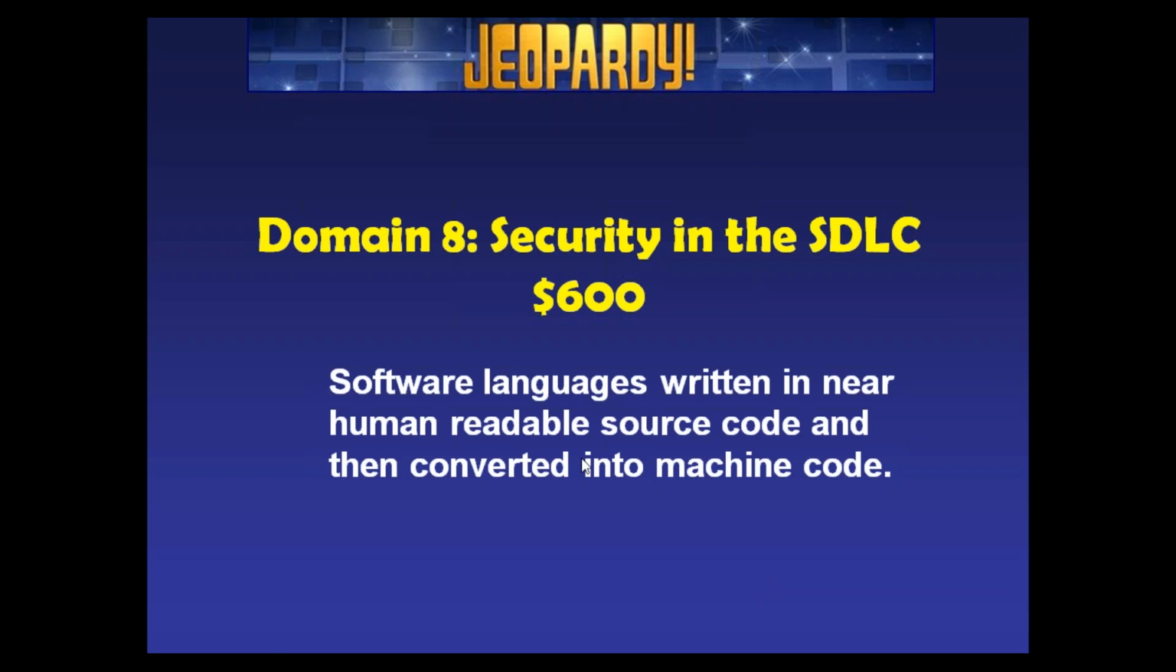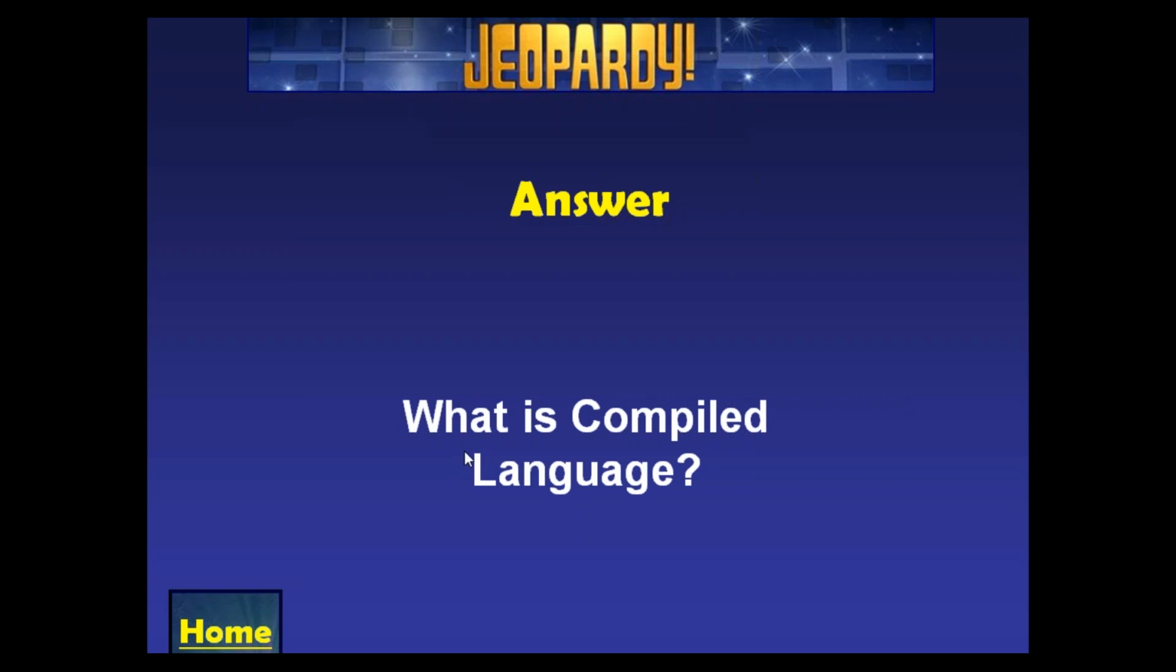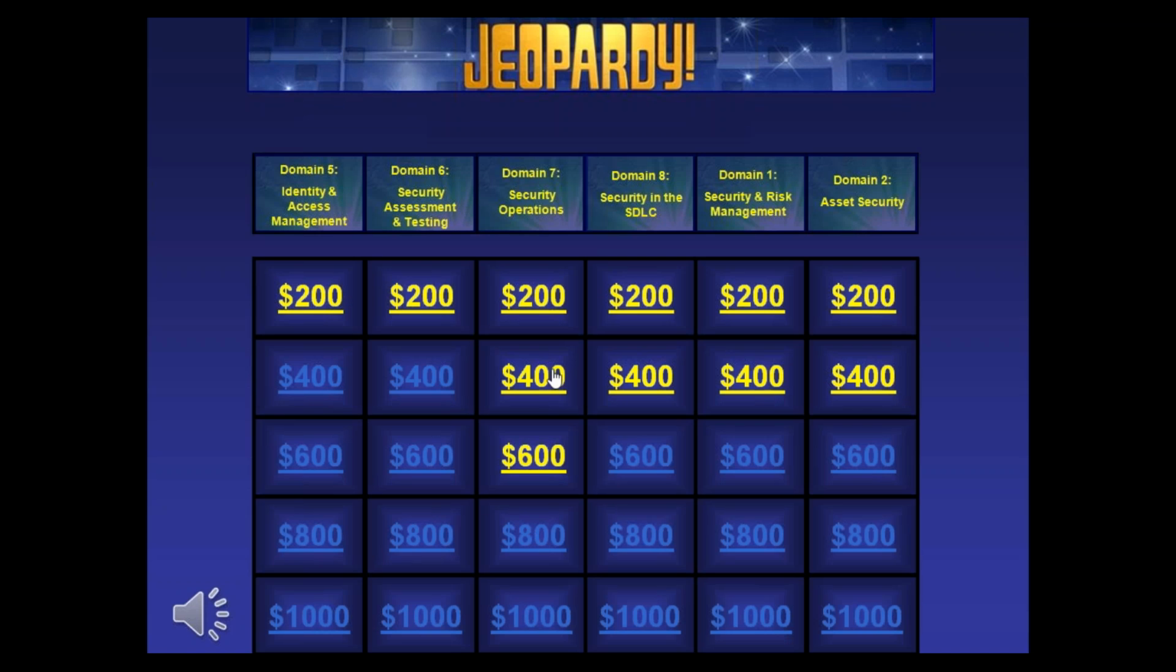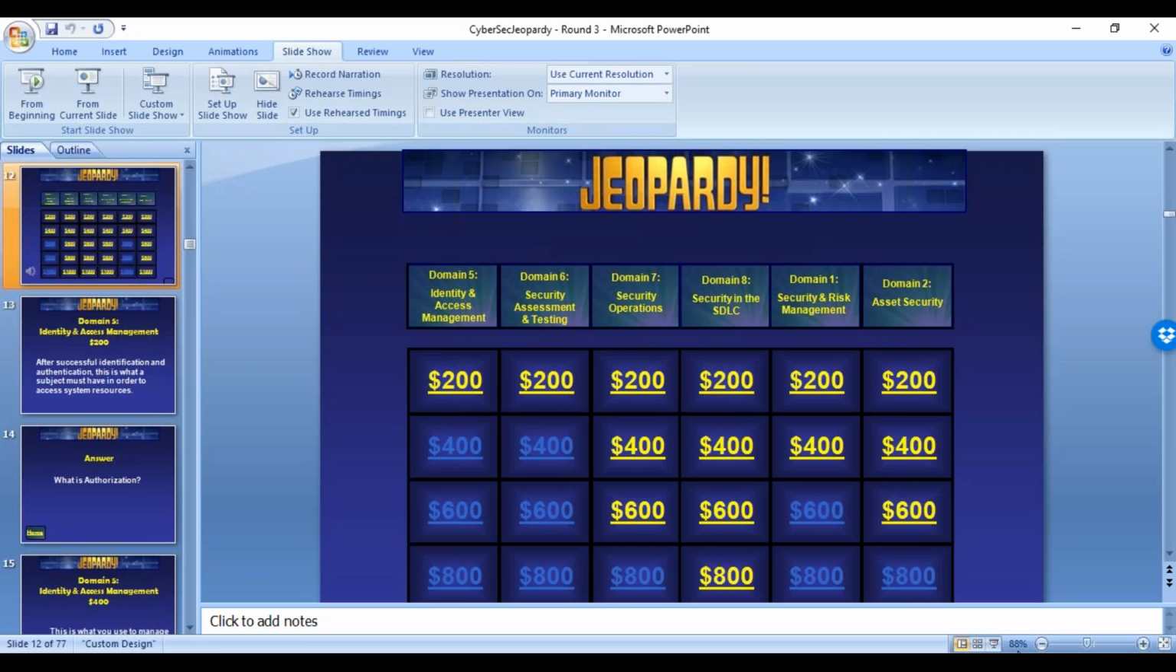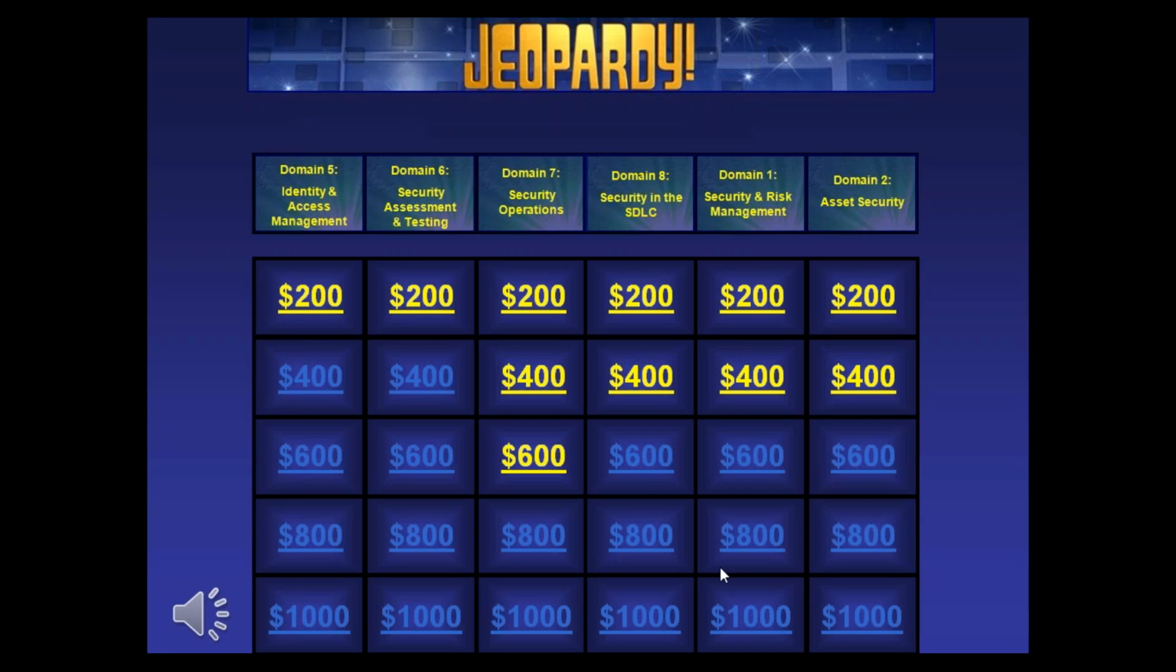First correct response is from RT, compiled language. The whole program is written before it's compiled into machine language for the computer to understand. Compiled languages are faster than interpreted languages. Let me clear out this board here real quick. All right, RT, the board is yours.